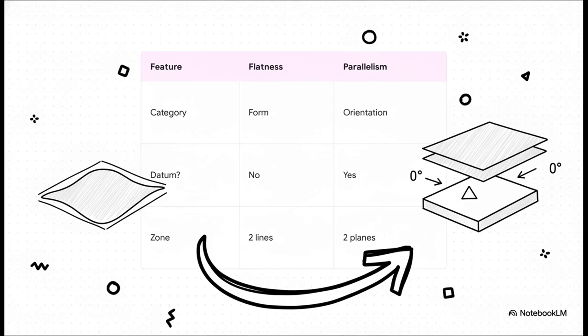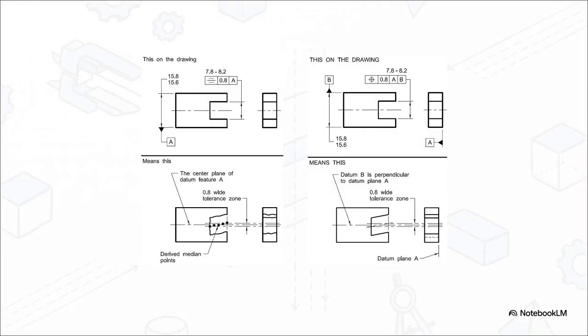It fundamentally relies on a datum to function, creating those two parallel planes locked at exactly 0 degrees to your reference. When you compare their feature control frames side by side, the difference is crystal clear. A flatness callout stands entirely alone. It's just the symbol and the tolerance value. That's the whole shebang. But a parallelism callout, it always ends with a datum reference, like datum A.